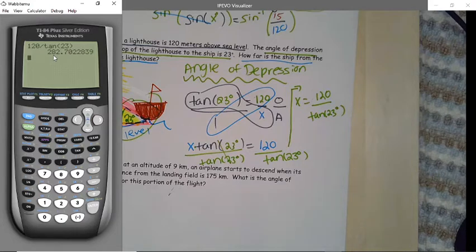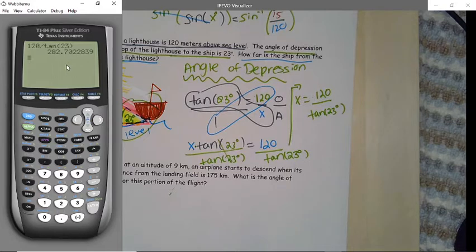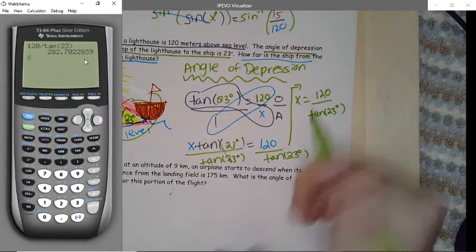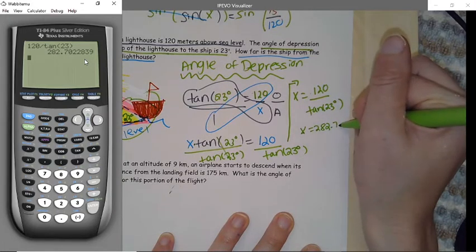It didn't tell me how to round, so let's round to the nearest tenth. That 0 will not bump up the 0.7. So it's 282.7 meters. So x is 282.7 meters.